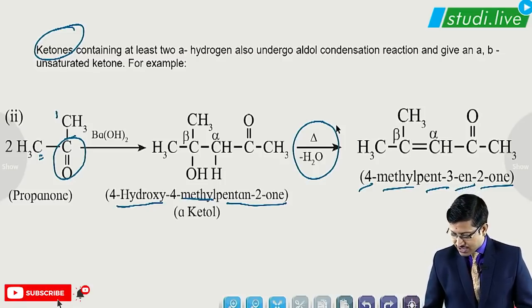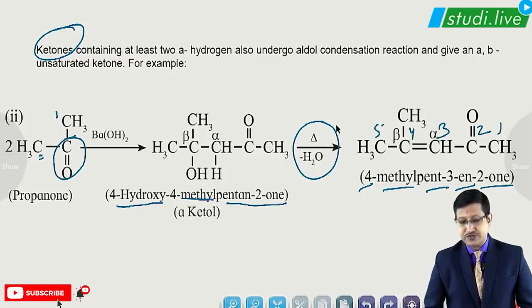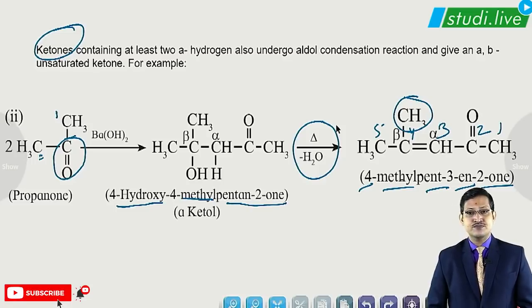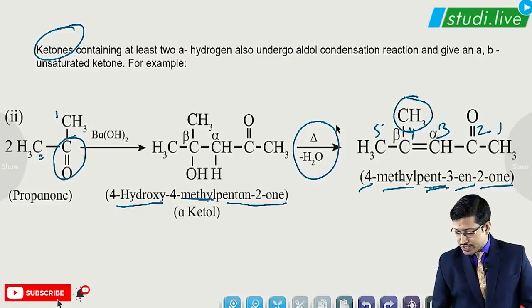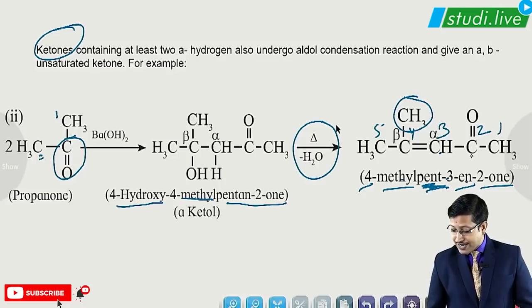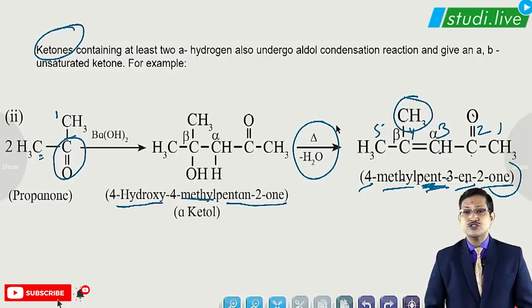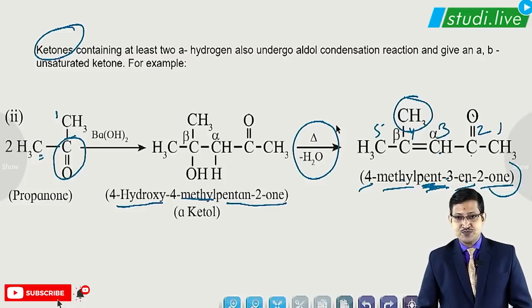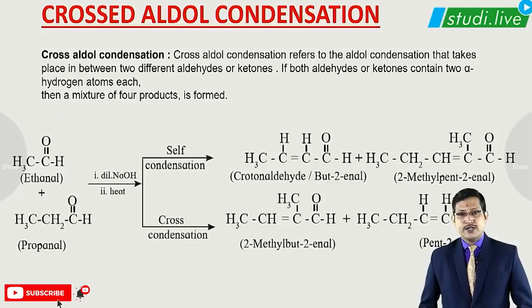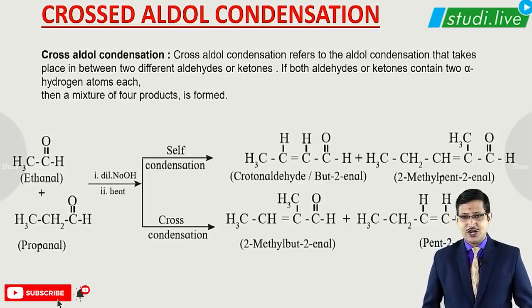How do you get this? Let's take an example. First carbon, second, third, fourth, fifth. Now at the fourth position you have CH3, that is 4-methyl. In total there are 5 carbons, so it is pent. At the third position you have a double bond, so it is 3-en. And at the second position you have a ketone, so it is 2-one. So the name of the compound is 4-methyl pent-3-en-2-one.